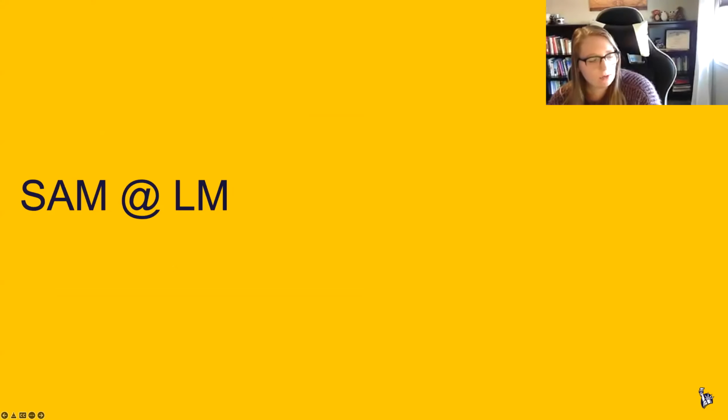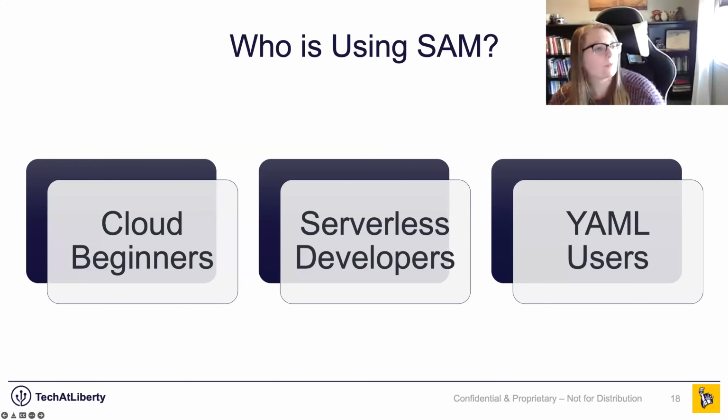So we talked a little bit about what SAM is. How are we utilizing SAM at Liberty Mutual to create golden paths for our developers? I've talked about some of the target usages for SAM that come from AWS, but in practice, who at Liberty Mutual is really using SAM? Who are the developers that we're targeting and seeing pick this up?